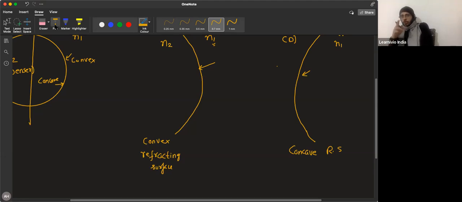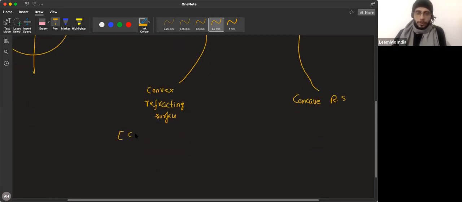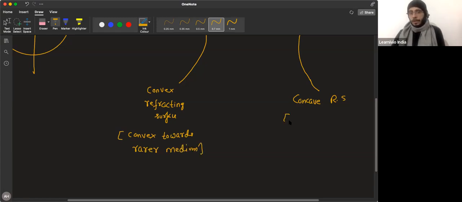If the surface is convex towards the rarer side, then it is a convex refracting surface. If it is concave towards the rarer side, then that is a concave refracting surface. So convex refracting surface means it's convex towards the rarer medium, and concave refracting surface means it's concave towards the rarer medium.